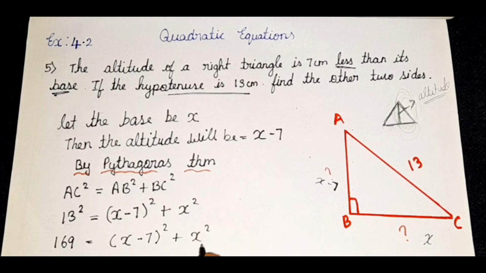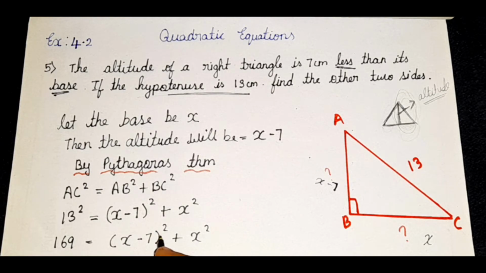Now we can write the 169 as it is. I just wrote it as it is, then it will be easy for you. So 169 as it is. Now instead of x minus 7 the whole square, I am going to apply the formula, that is a minus b the whole square. Of course you know that formula, so now let us apply that.